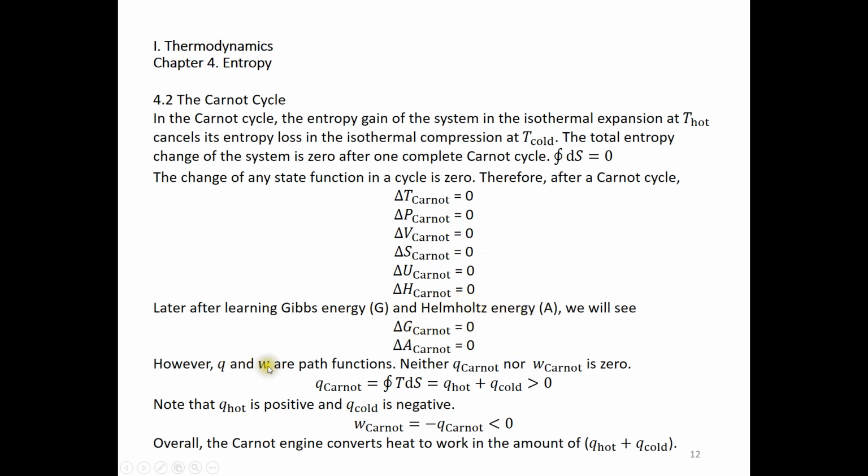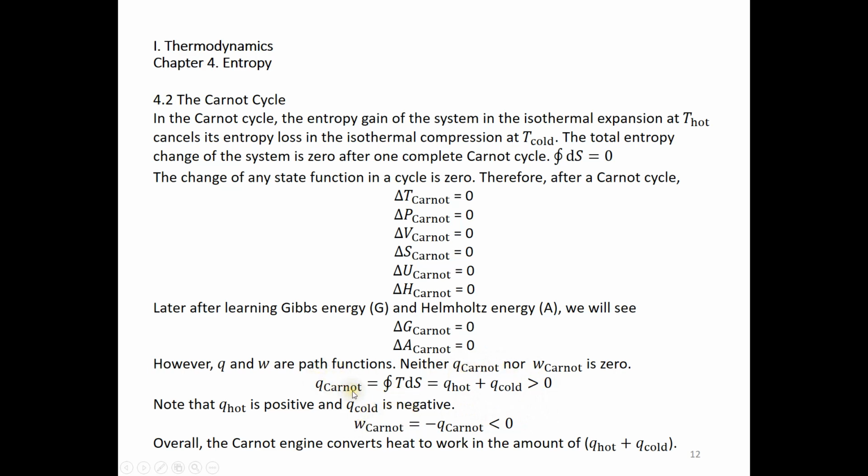Alright, but Q and W are path functions. So Q of this entire Carnot cycle is not 0, W is not 0. However, Q and W should cancel because we know delta U is 0. So over here we have Q is positive, W is negative, and these two have the same magnitude, and therefore, well, they cancel.